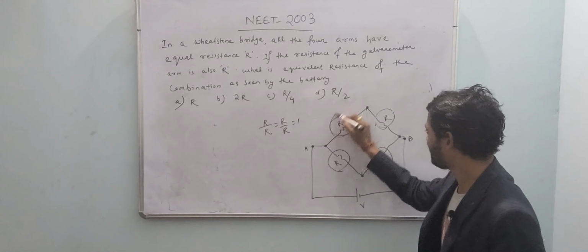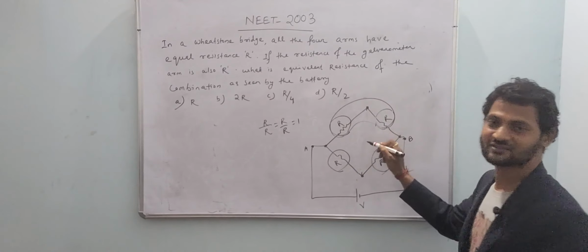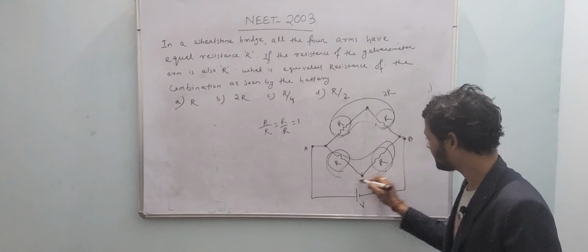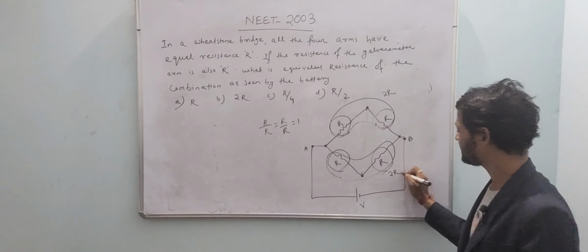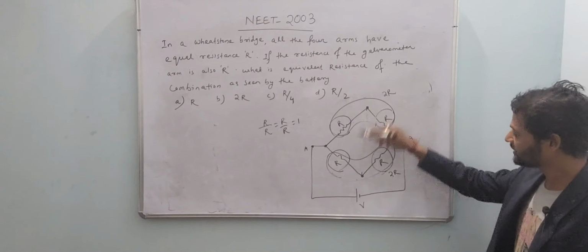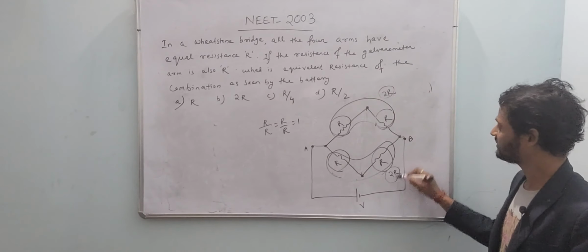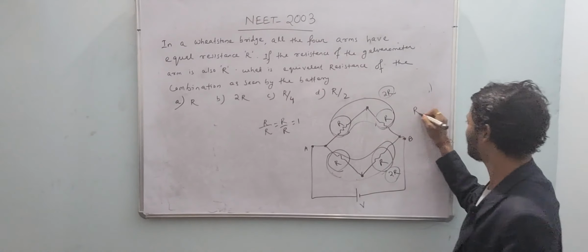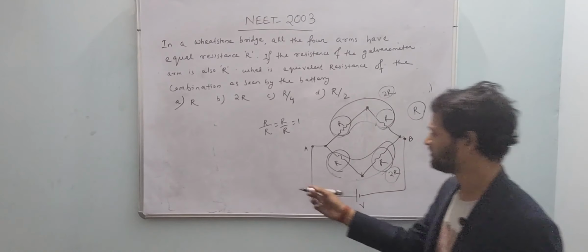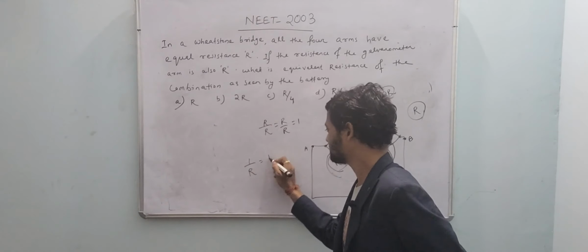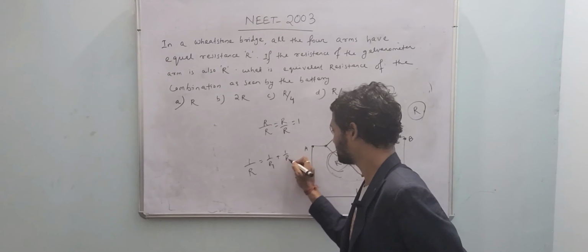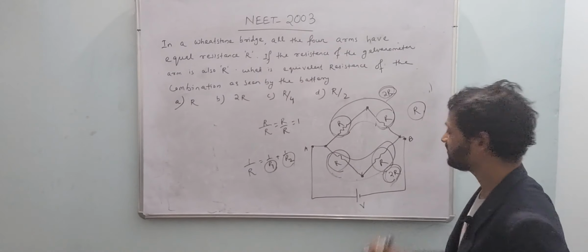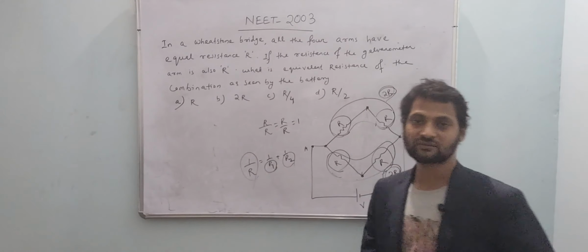So now the R and R are both in series. The answer is 2R. On the lower side also R and R are both in series. So what is the answer? 2R. So now there are two equal resistances connected in parallel. One is 2R, the other is 2R. What is the answer? Just half of that. Your answer is R. Normally, you would have used the formula 1 by R is equal to 1 by R1 plus 1 by R2. So in place of R1 you can put 2R, in place of R2 you can put 2R, and you get the resultant answer.